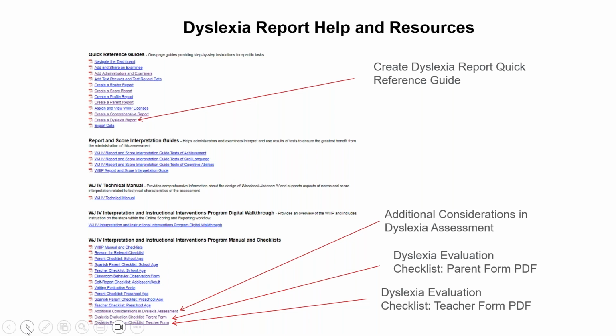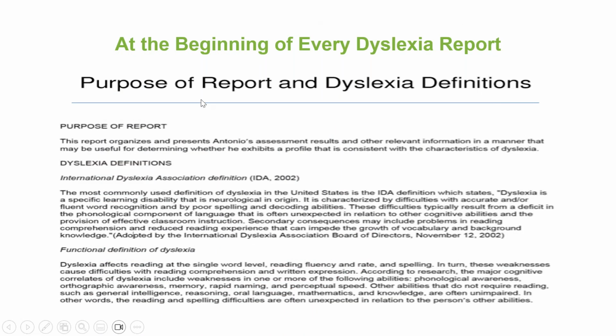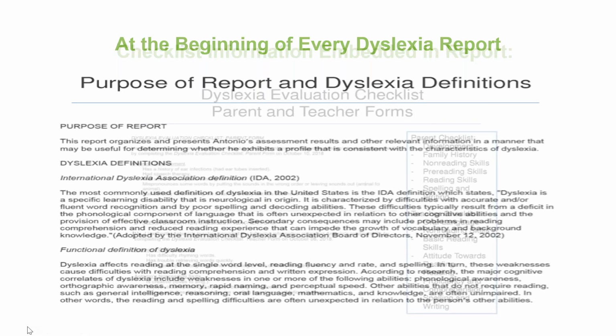These are the report help and resources as well. So this is all up under Riverside Score. These will not populate unless your school has the WIIP. So if you go in and you don't find these, it's because you don't have access to the WIIP. And then at the beginning of every dyslexia report, it provides a purpose of report and dyslexia definition. So it includes the International Dyslexia Association definition as well as the functional definition of dyslexia. So that starts out every report.